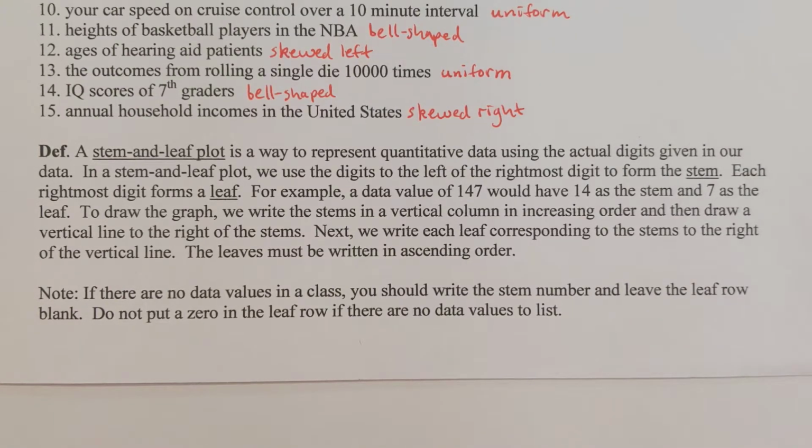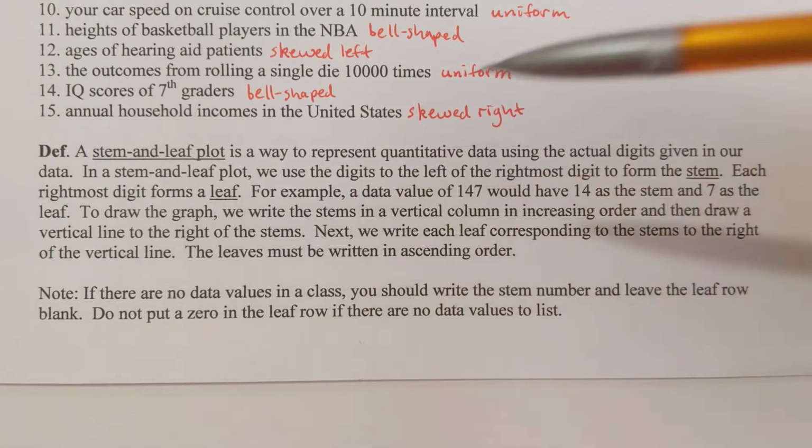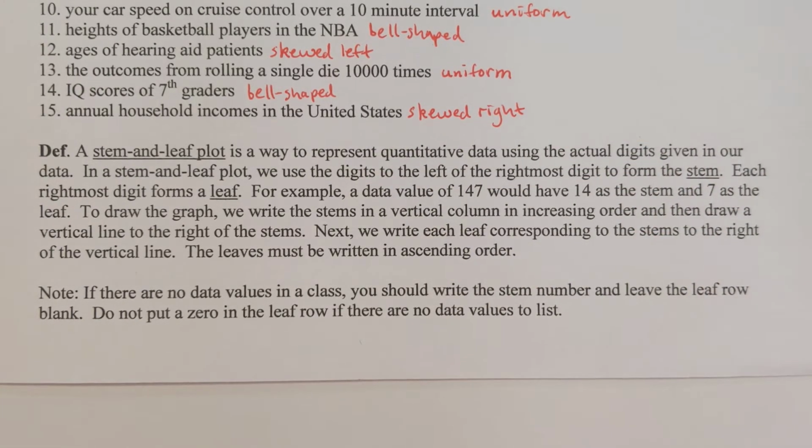Okay, we're still in section 2.2 here, talking about quantitative data and common illustrations that you can make. A common illustration is a stem and leaf plot, a way to represent quantitative data using the actual digits given in our data. In a stem and leaf plot, we use the digits to the left of the rightmost digit to form the stem, and then the rightmost digit forms the leaf.